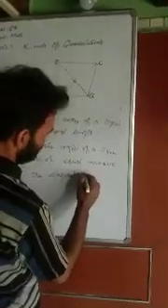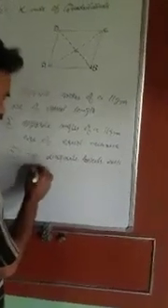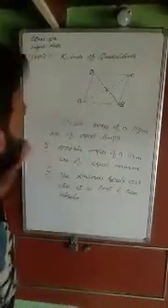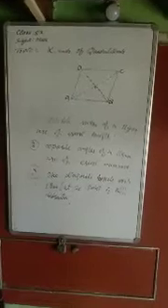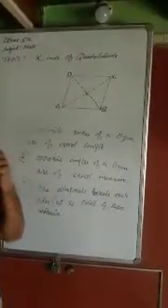The diagonals bisect each other at the point of their intersection. So AC and BD are two diagonals. They bisect each other at the point of their intersection. In general, the diagonals in a parallelogram are not equal to each other.